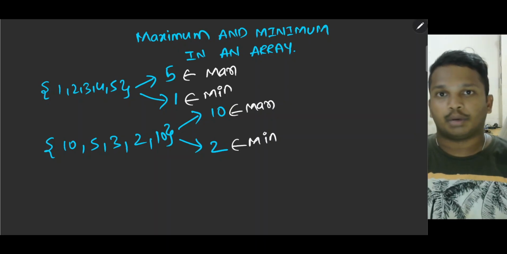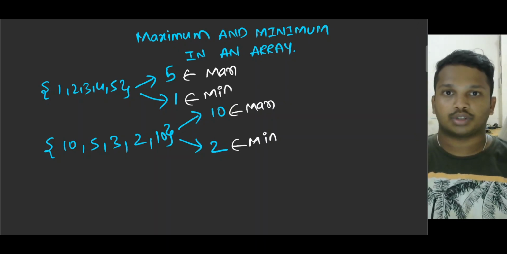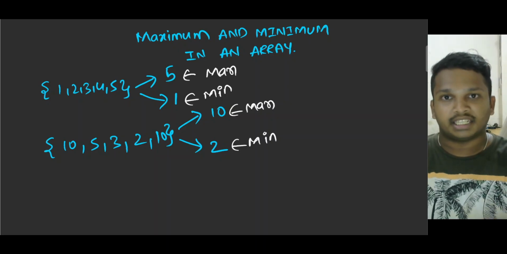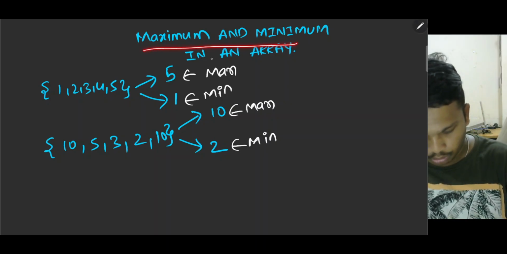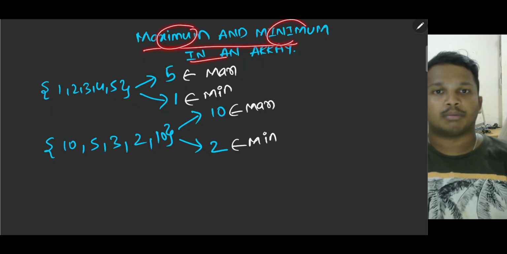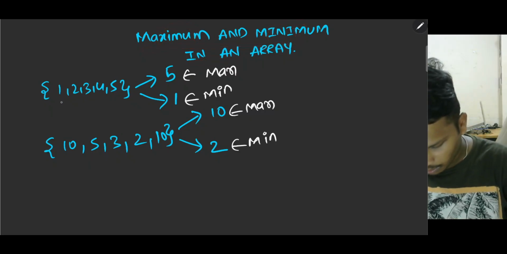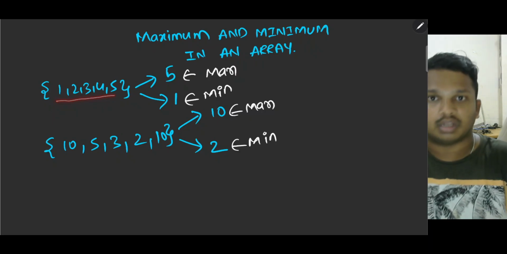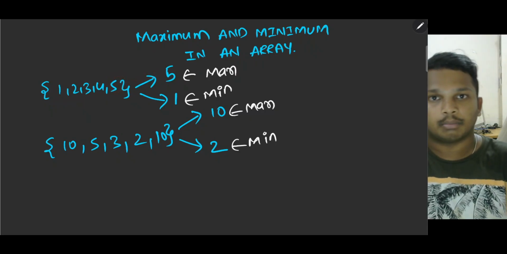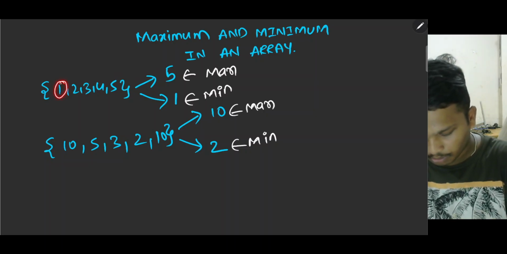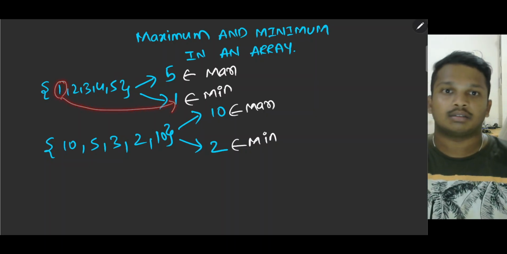Hello guys. Today we are going to discuss one C programming question where we need to print the maximum and minimum of an array, both maximum and minimum. Consider an array with the values 1, 2, 3, 4, 5. In this array, 5 is the maximum, so we will print 5 as maximum. And 1 is the minimum, so we will print the minimum value as 1.